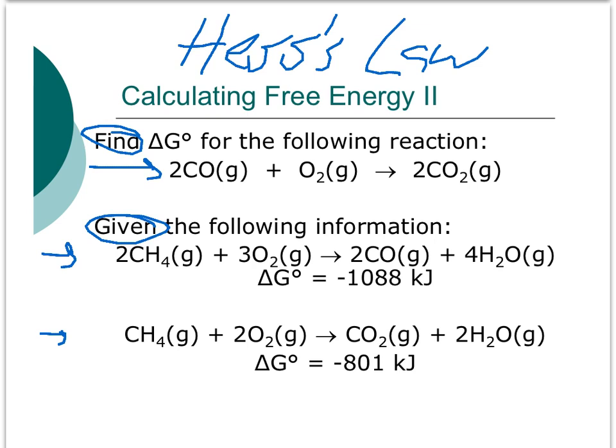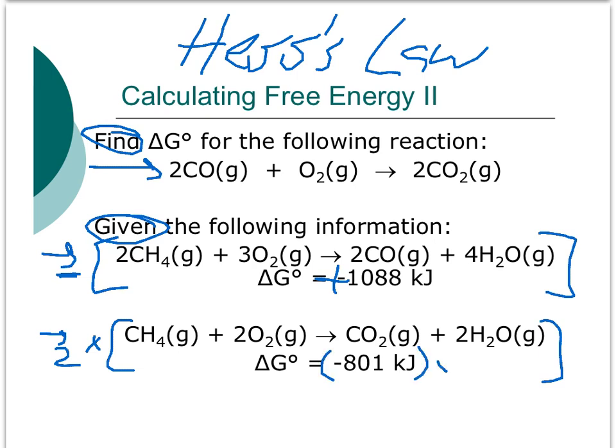Okay? So what we need to do is manipulate the given equations so that when we add them together, we'll get the target equation. And what I think I need to do is, and you should follow along here, see if this is right, I need to flip the top equation, which would cause me to flip the sign of the delta G, and I need to take the second equation and multiply it by 2, which means then I would multiply the delta G of that equation by 2.